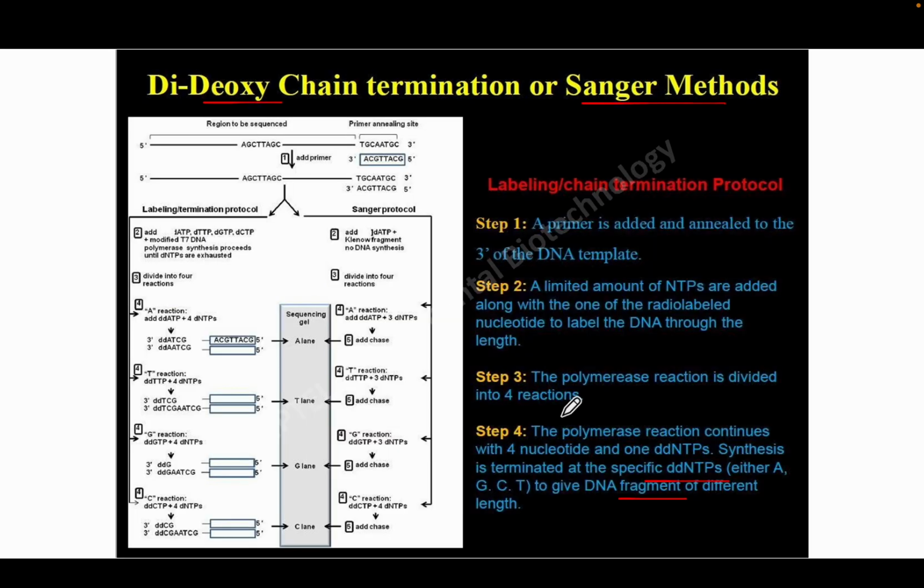So this is basically the Sanger sequencing, where you complement the template with the help of complementary base pairing and with the help of dideoxynucleotides.